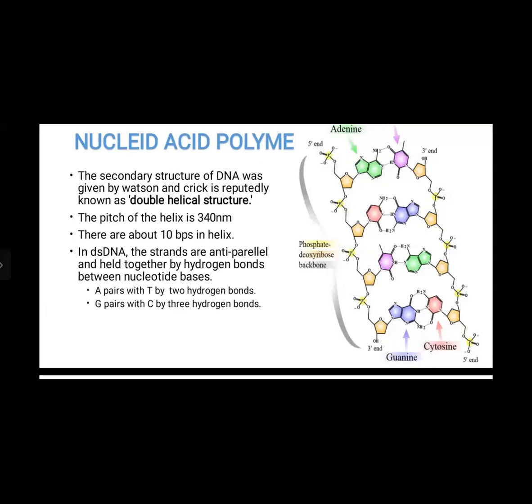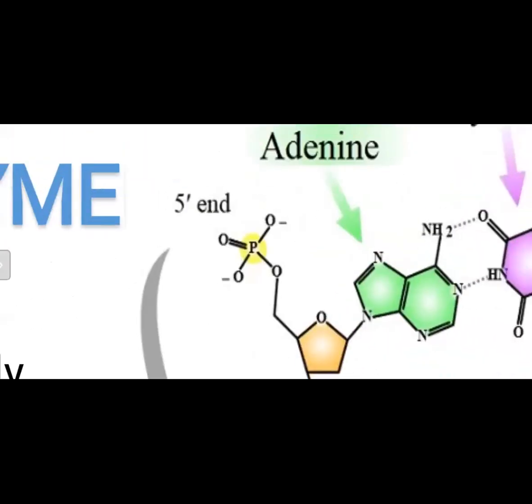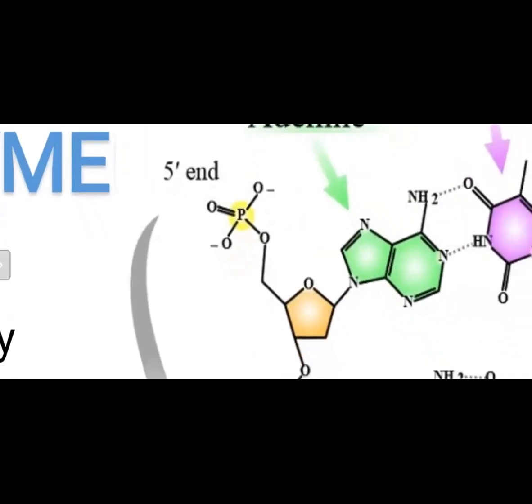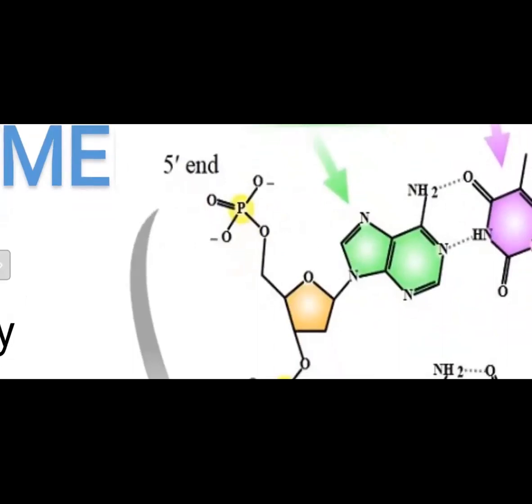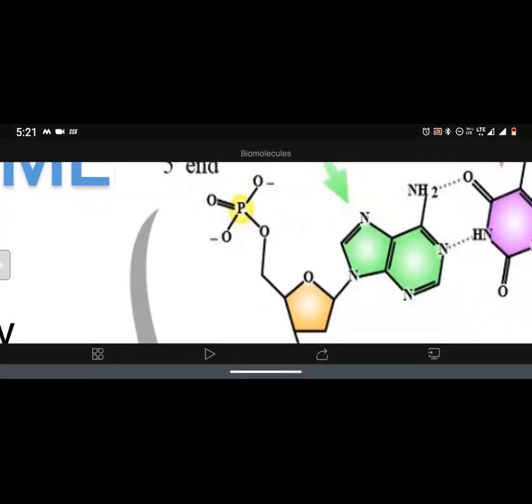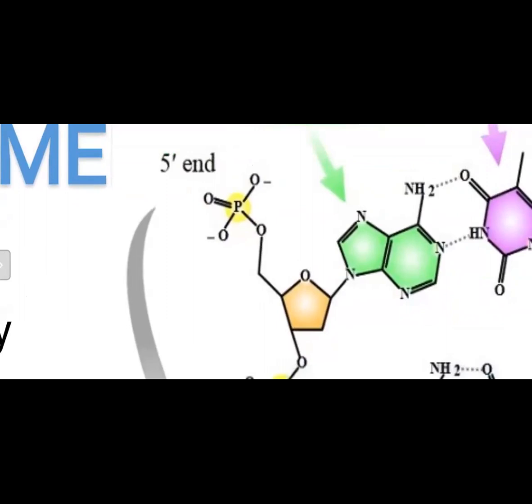Okay. So if you see here there is an adenine. This is the adenine molecule, and this is the sugar one. This green color one is the adenine. This brown color one is the pentose sugar, and this yellow color circle is the phosphate group. This is the 5' end. This is one end of this nucleotide.